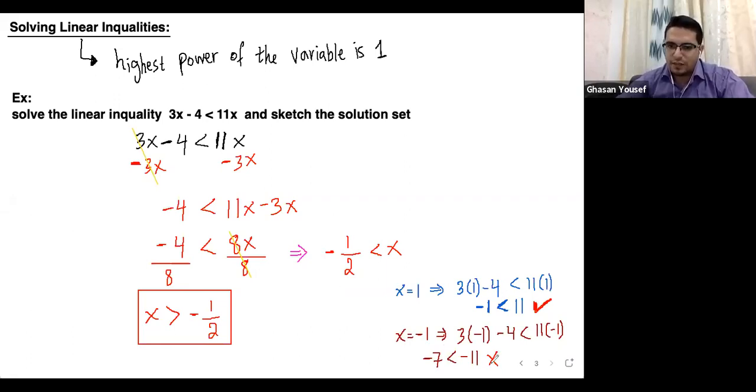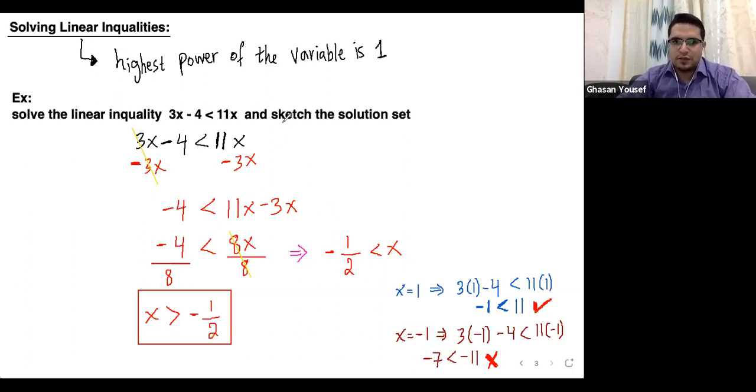So by this number, I can check my solution. I can pick any number greater than minus 1/2 and plug it in to check the solution. Also, if I pick any number less than minus 1/2, it will not satisfy this inequality. So x equal minus 1 will not be a solution.